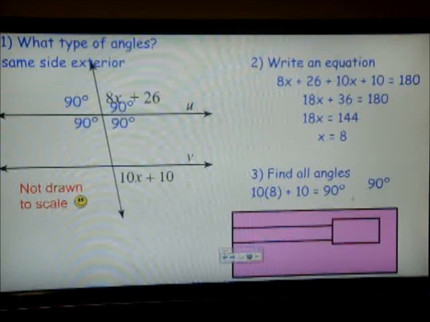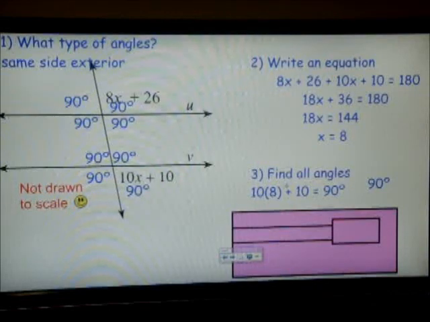In class tomorrow, we're going to take a look at practicing some more of these equations and identifying what angle pairs we're looking at. And then the following day, we'll talk about how to take this information and write proofs with it.